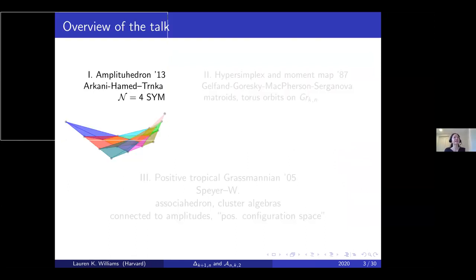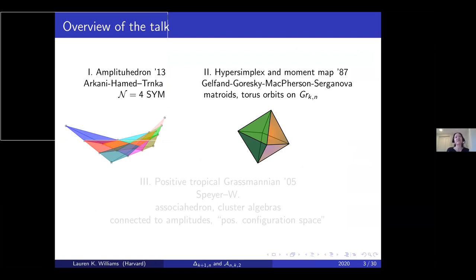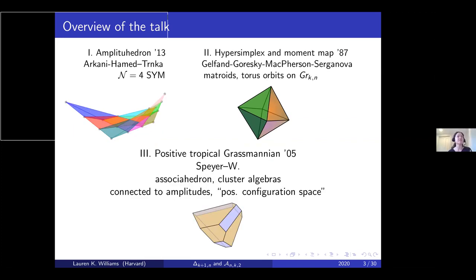So let me start by giving an overview of the objects in my talk. I will start by talking about the amplituhedron, which was introduced by Nima and Yara around 2013. And then I want to describe a much older object, the hypersimplex and the moment map, which was studied by Gelfand, Goresky, MacPherson, and Serganova back in 1987. And the main theme of this talk is that these two objects, surprisingly, are related. And the way we discovered this connection was via this other object, which is the positive tropical Grassmannian, which David Speyer and I introduced in 2005.